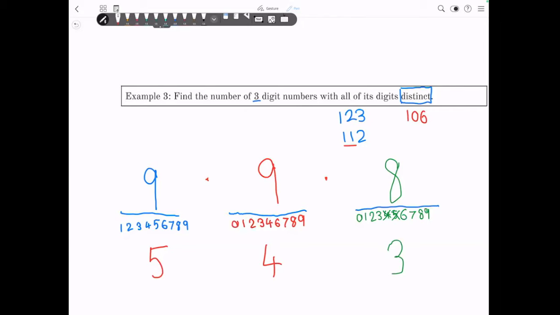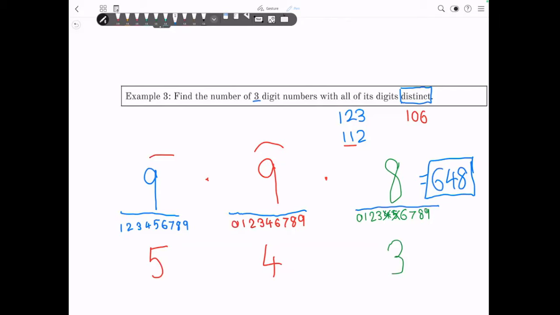And for the final digit, we can't have the same number as any of these two digits. So therefore, it has to be any number from 0 to 9 besides the ones that we chose in the previous two digits. There are 8 choices for this. And if we multiply this out, we get that there are 648 3-digit numbers with all of its digits distinct.